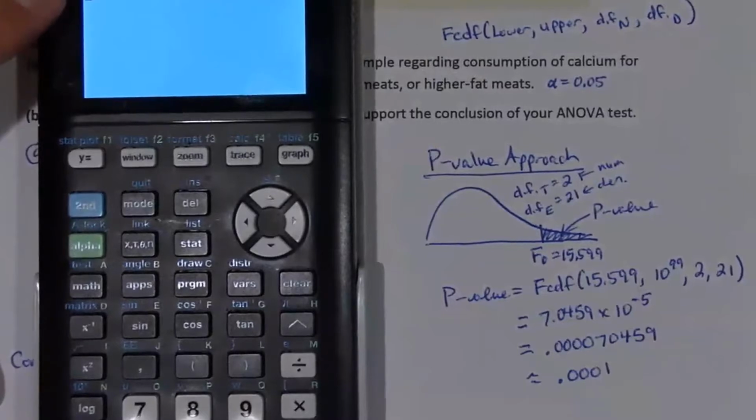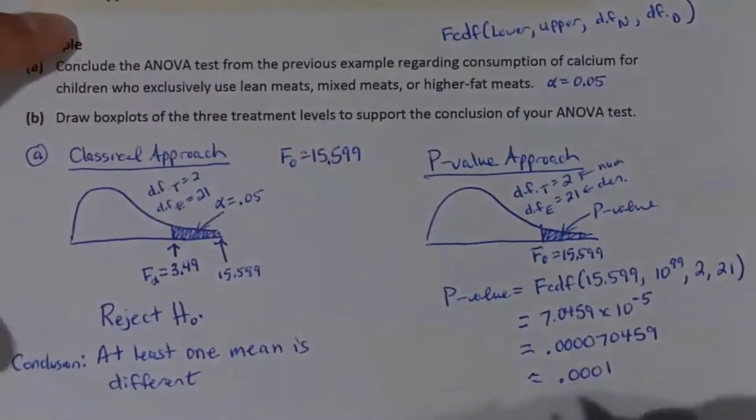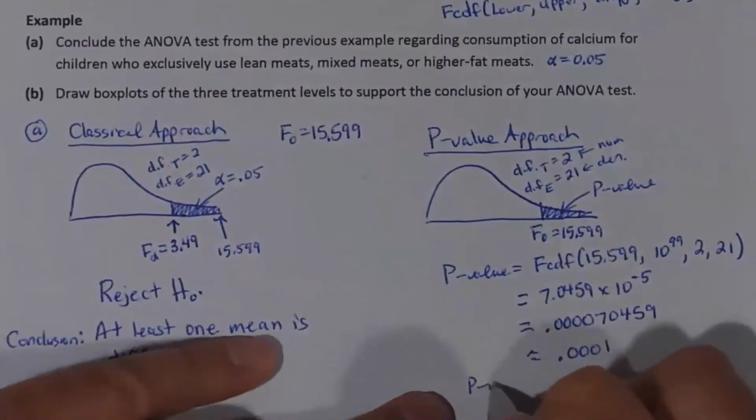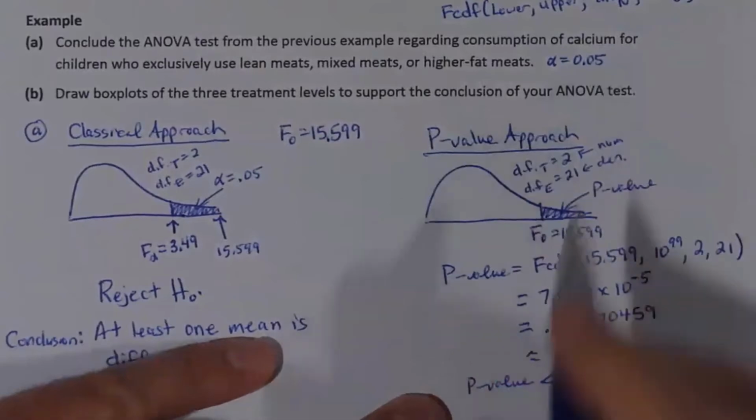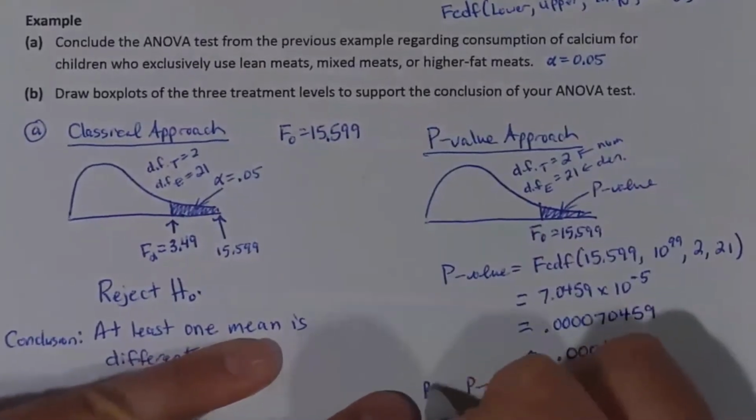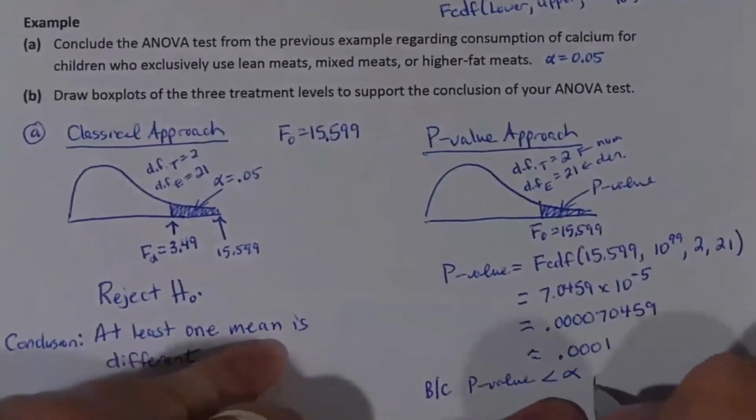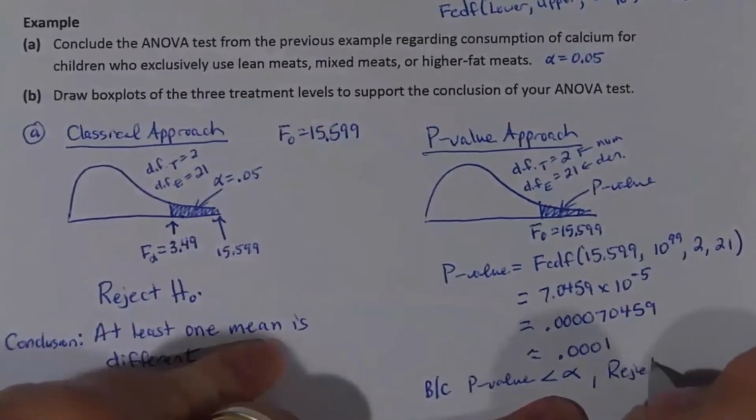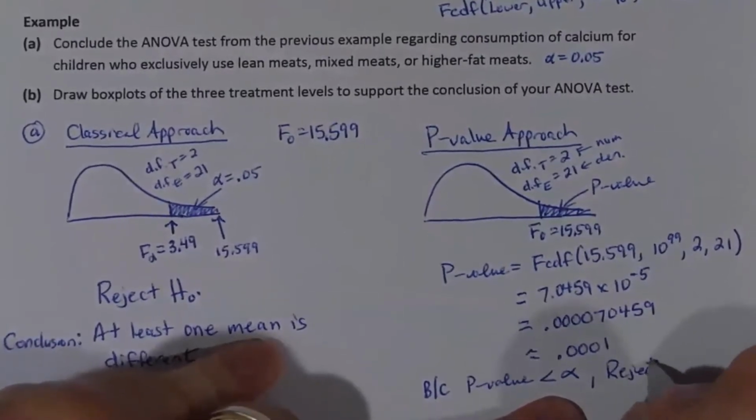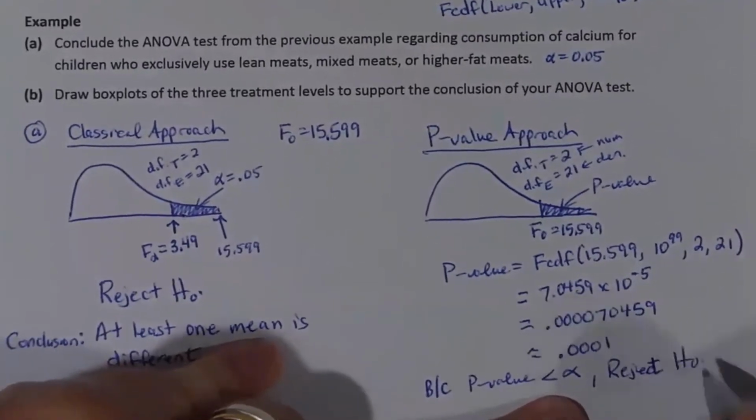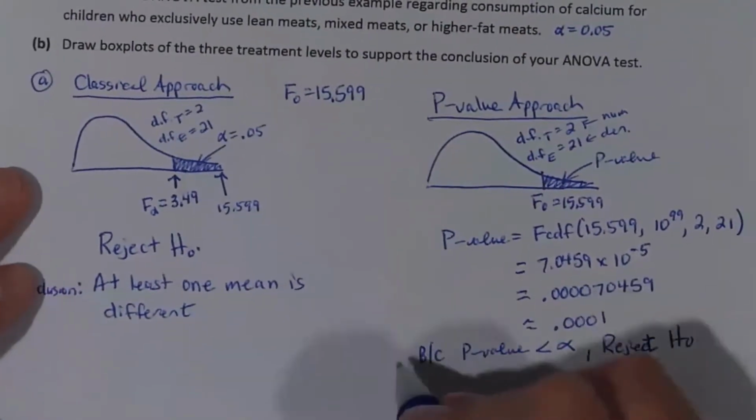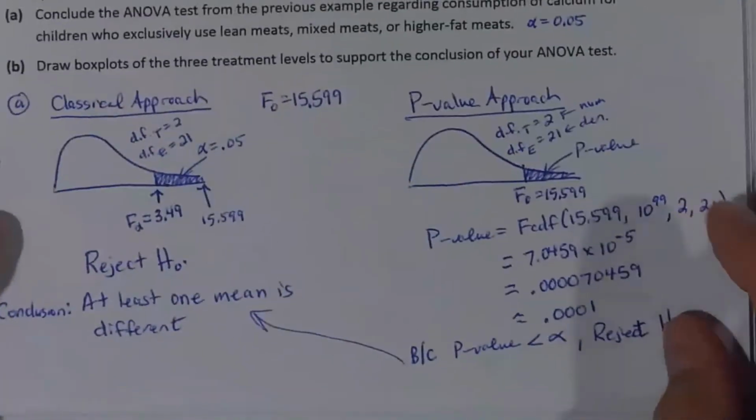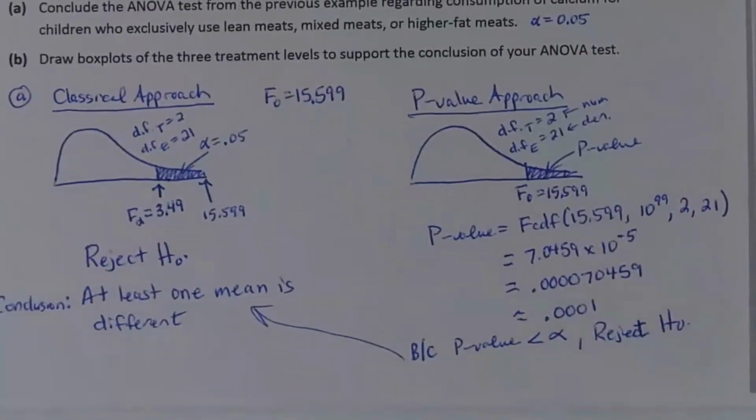So that's a very small p-value. Because the p-value is less than alpha, that's less than 0.05, for example, we reject the null hypothesis. So our conclusion is the same conclusion: at least one of the means is different.